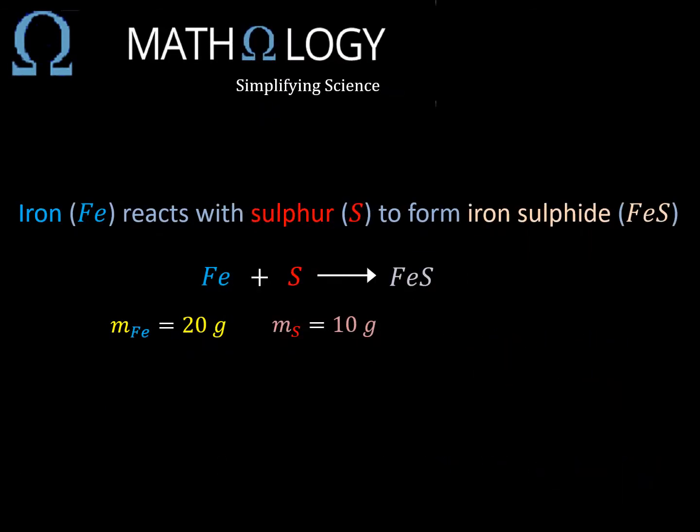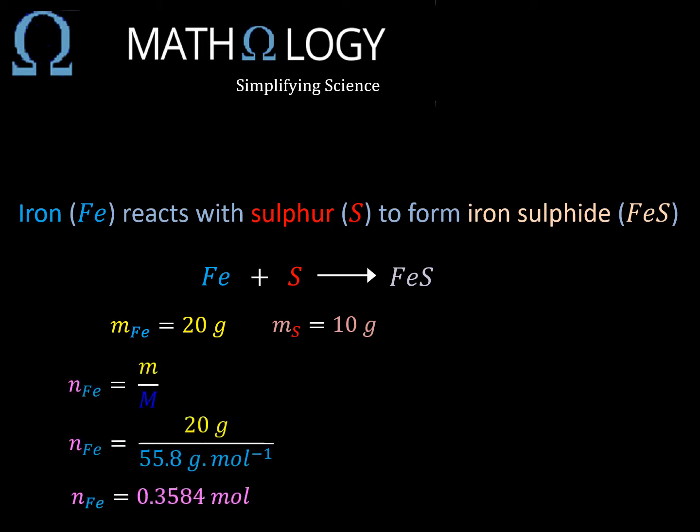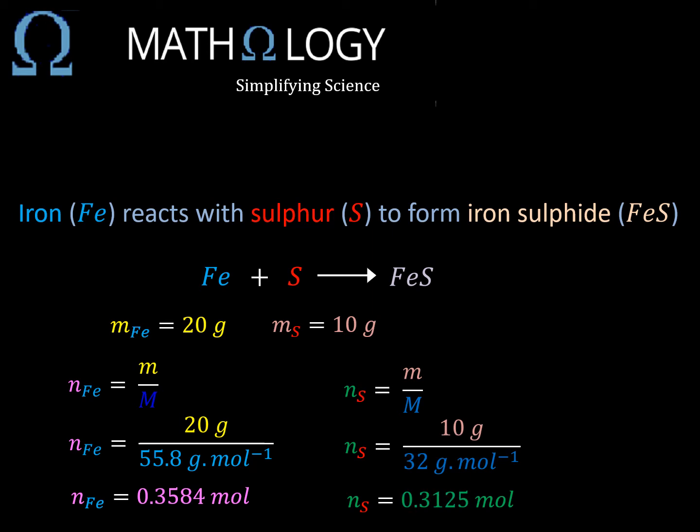In order to determine which of the two reactants is the limiting reagent, we need to calculate the number of moles of each substance, and then use mole ratio. So, there are 0.3584 moles in 20 grams of iron, and there are 0.3125 moles in 10 grams of sulfur.